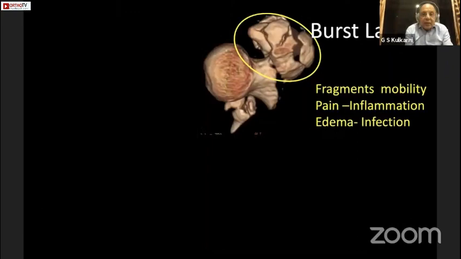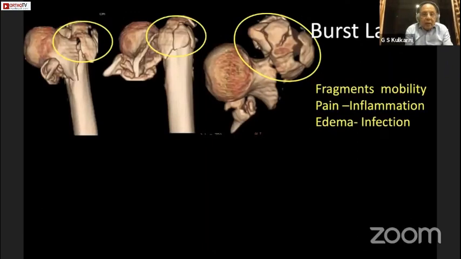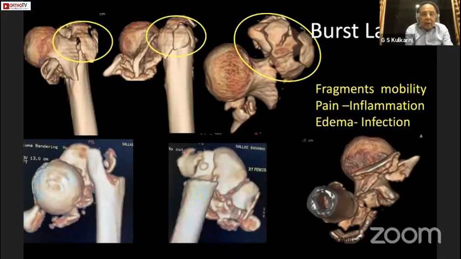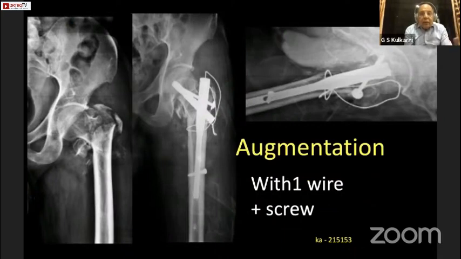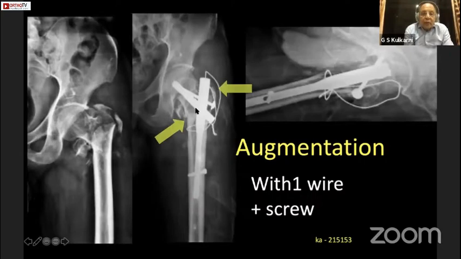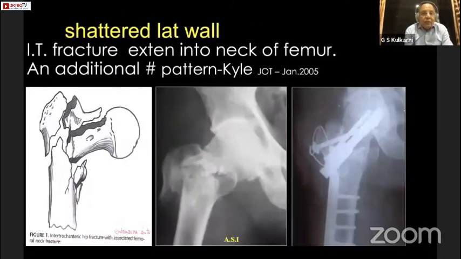You can see here, the whole thing is burst on the lateral side. This was treated with a nail and cerclage wire augmentation. Now the four principles are observed here. One is the anteromedial fragment is united, reduced anatomically. This is the tension band wire for the lateral wall, and this is the derotation screw, and this is the valgus. These are the four principles that I talked about.